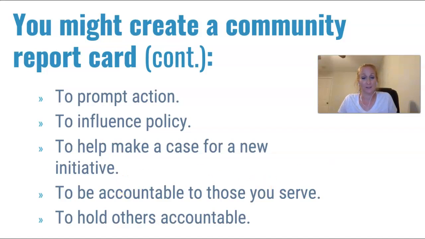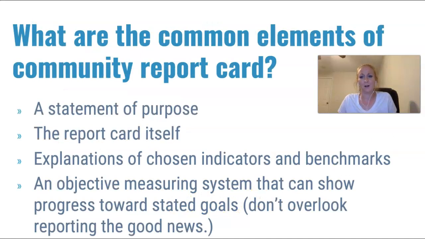So it's a metric that we can all see and all understand at the same time. What are the common elements of a community report card? Usually there's a statement of purpose so everyone understands why we did it. And then of course the report card itself, you need to have explanations of chosen indicators and benchmarks and why you're doing that so that it's not abstract and strange as to why are you showing us this? What does this have to do with what we're after? You need to have some kind of objective measuring system that can show progress towards stated goals.